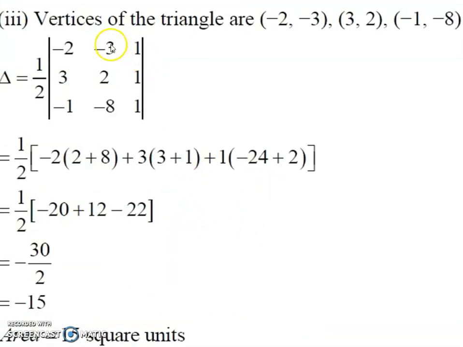No matter. Next example: vertices of the triangle are (minus 2, minus 3), (3, 2), (minus 1, minus 8). In this example, these two vertices are negative. So we just take the formula. We have 1 upon 2, determinant minus 2 minus 3 1, 3 2 1, minus 1 minus 8 1. But we observe that we have to compare these. This one is x1, x2, x3, so we should write x1, x2, x3. Next, y1, y2, y3, so we should write minus 3, 2, minus 8. Next, the last one, 1, 1, 1. It is always fixed. Be reminded of that.